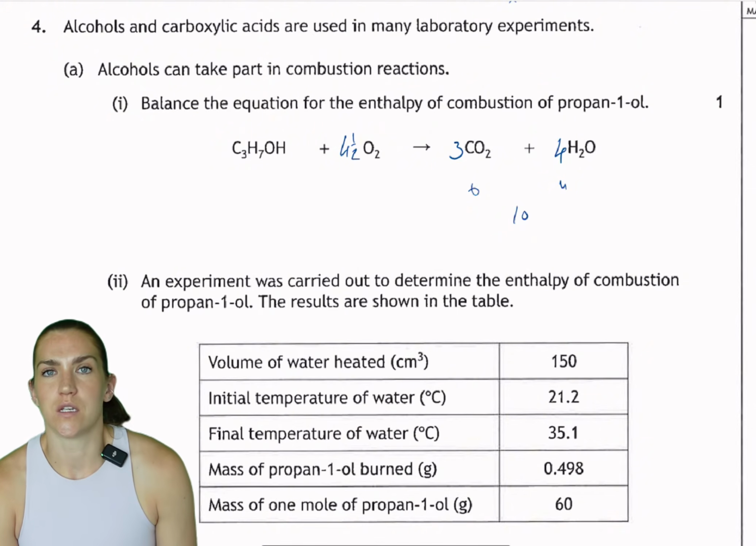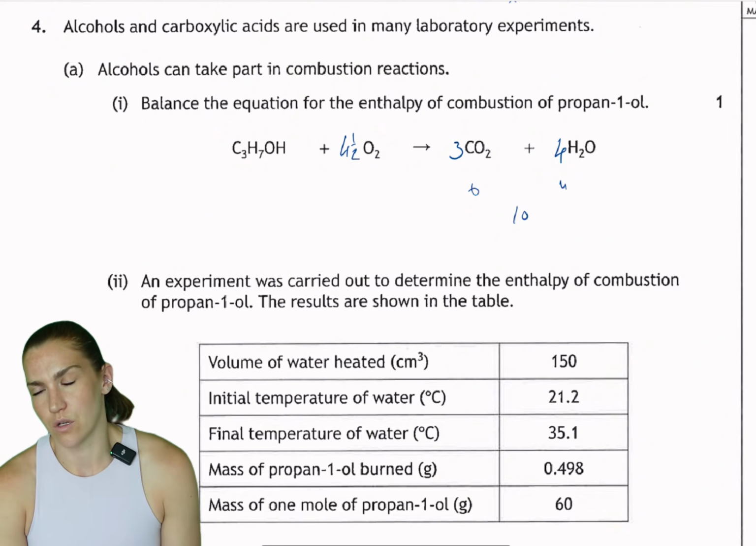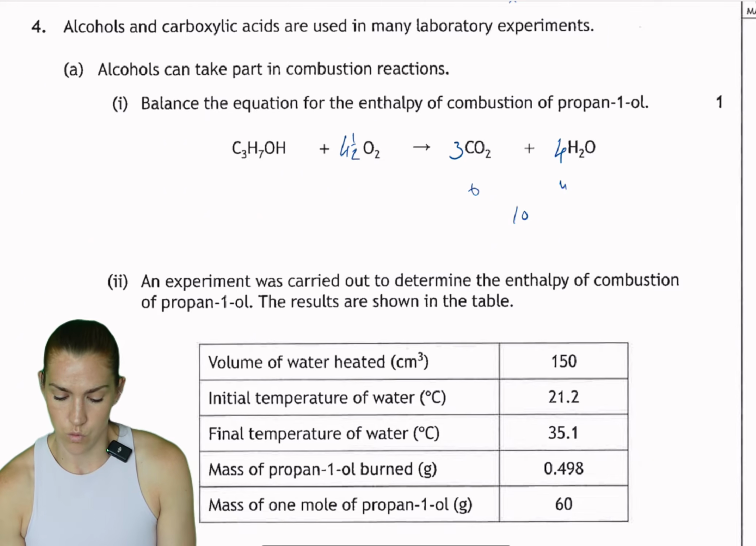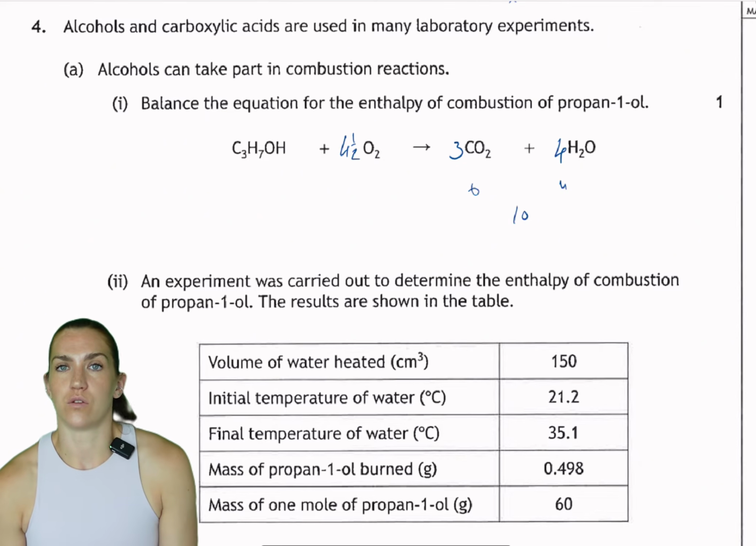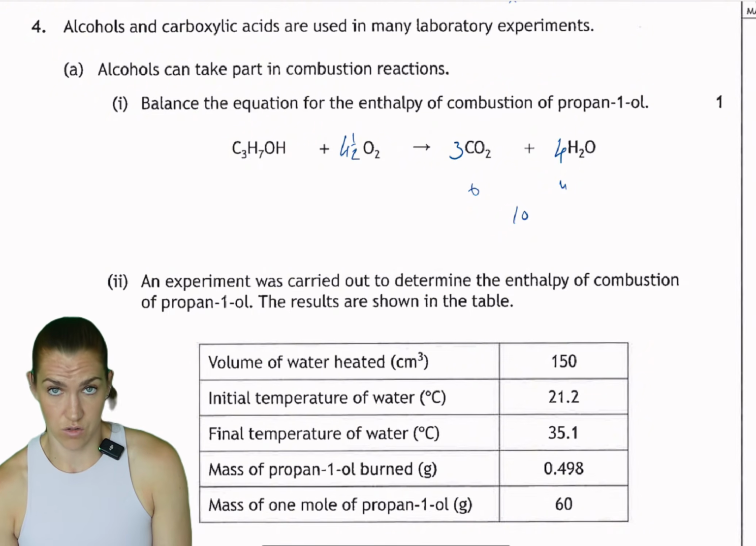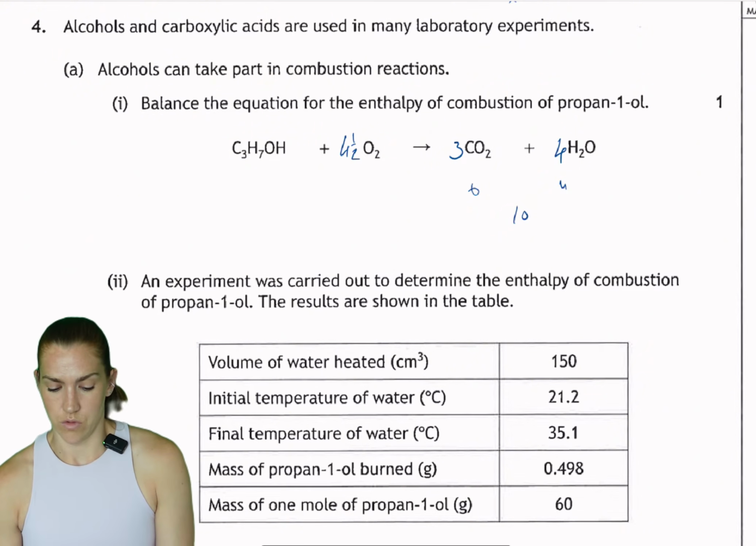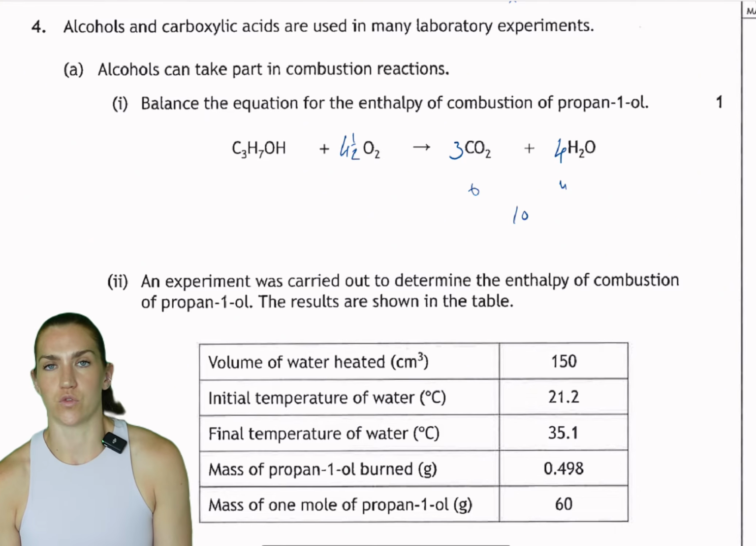Now this balancing equation is slightly different to most, because most of the time if you have half moles you can multiply through by any multiple to get rid of the half, and that's usually fine. So you could have multiplied through by 2 here and had 2 moles of the propan-1-ol, then it would be 9 moles of oxygen, 6 moles of carbon dioxide, 8 moles of water.